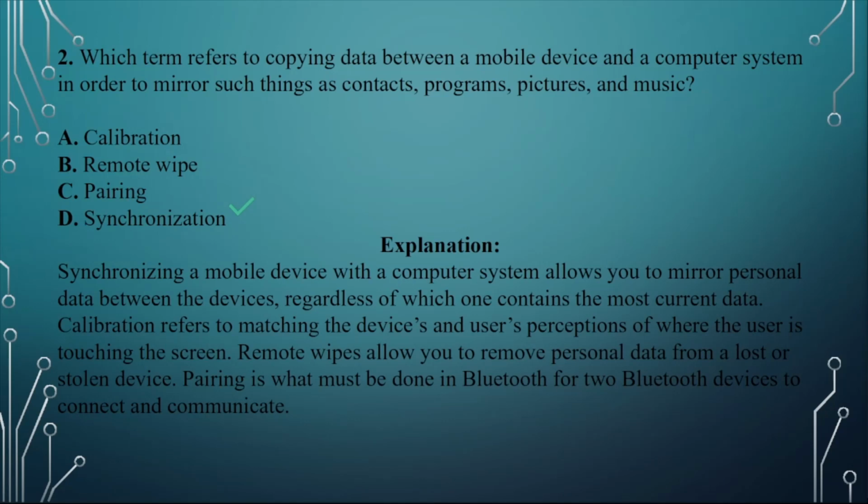So synchronizing a mobile device with a computer system allows you to mirror personal data between the devices regardless of which one contains the most current data. Calibration refers to matching the device's and user's perceptions of where the user is touching the screen. Remote wipe allows you to remove personal data from a lost or stolen device. Pairing is what must be done in Bluetooth for two Bluetooth devices to connect and communicate.